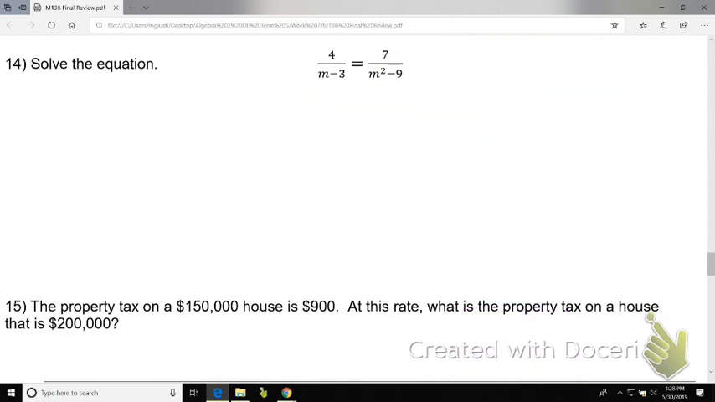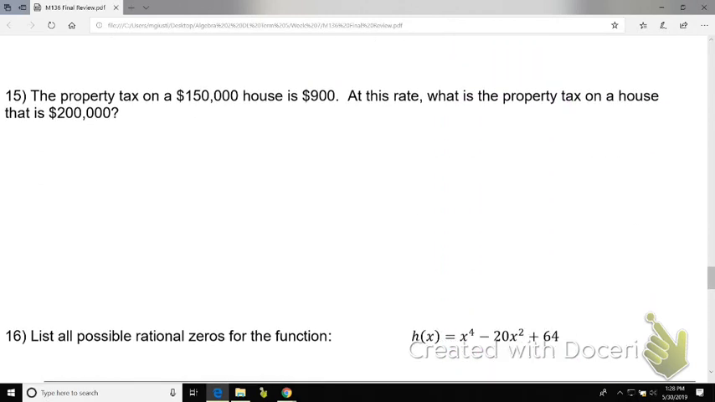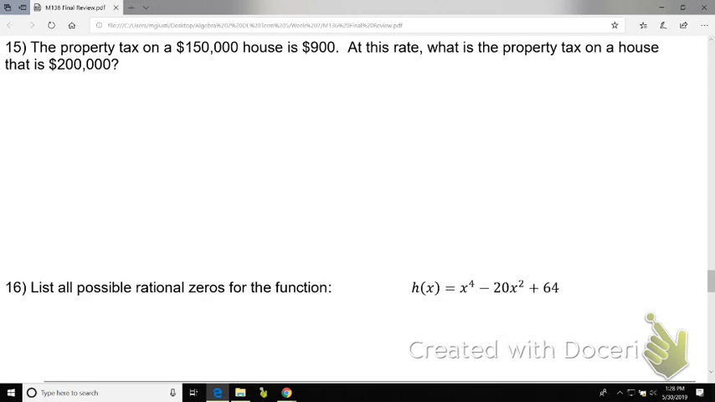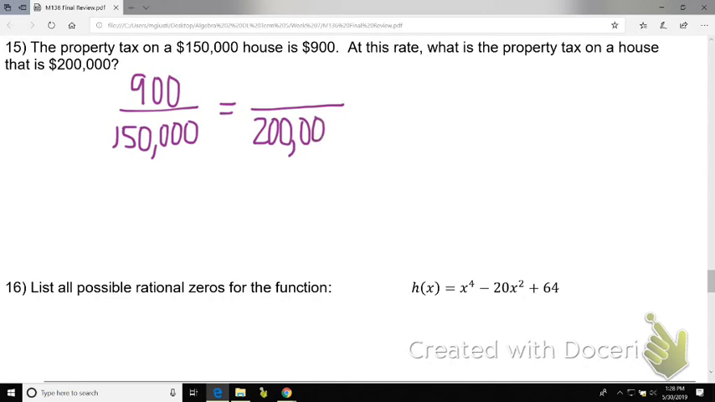So how do you guys want to set it up? It doesn't matter which one we put on top. Just pick one and go with it. Okay, so if you started with the property tax, we would do the tax, which is 900 over 150,000 equals, so then where's the 200,000 go, top or bottom? Goes on the bottom. Now for people at other schools, if you guys had set it up as 150 on top, then you'd make sure you'd put the 200 up top also. And then we don't know the property tax for this house. So you just came up with your proportion, cross multiply and divide, and you guys will have your answer.